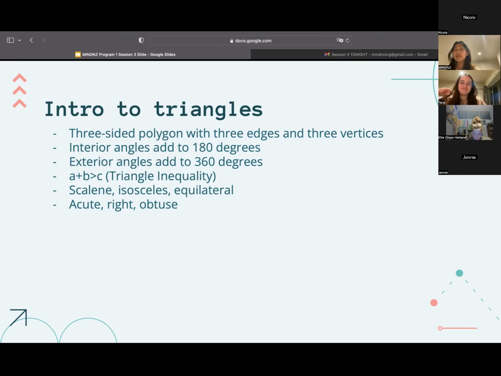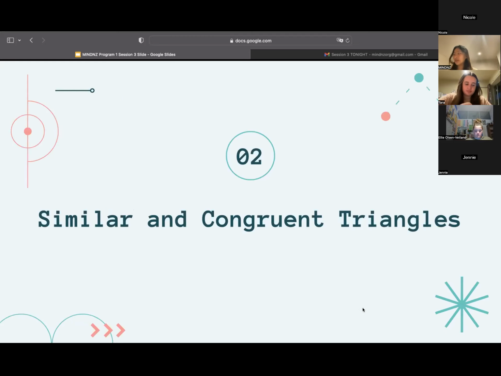Then the bullet point after that refers to different length conditions we have: scalene, isosceles, equilateral. Does everyone kind of know what these mean? Awesome. And then acute and obtuse. I hope that's the same. Is that the case? Okay, seems to be the case. Then we can move on.